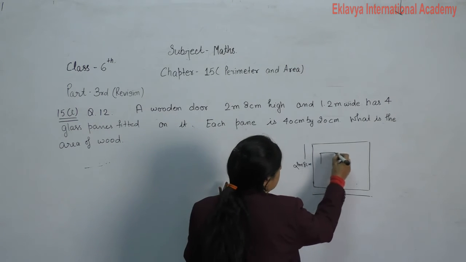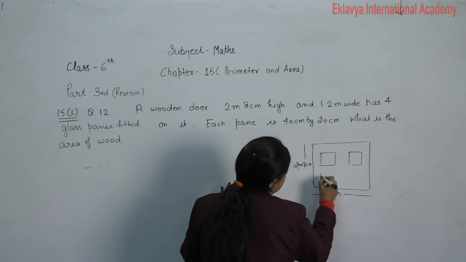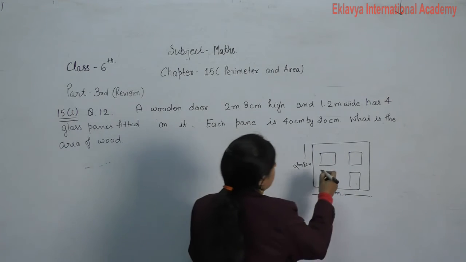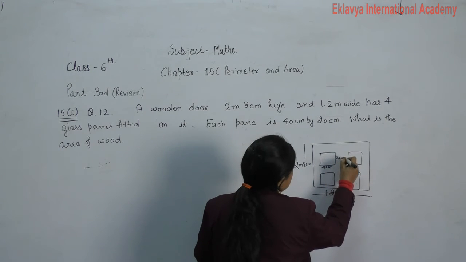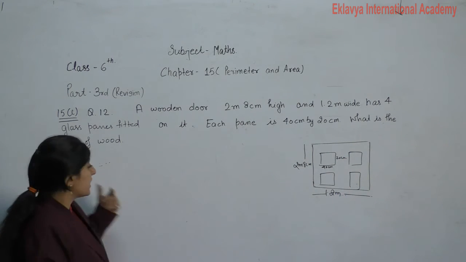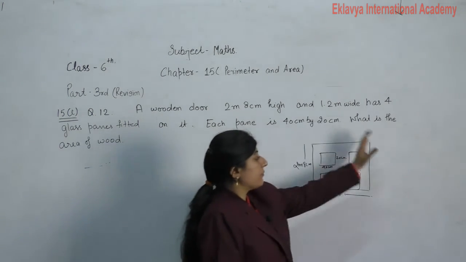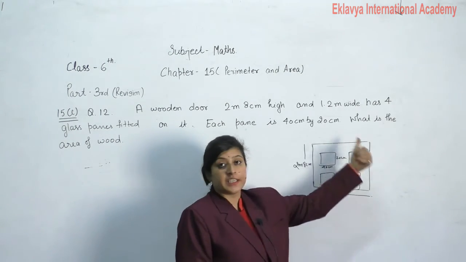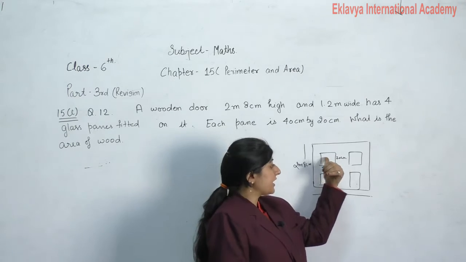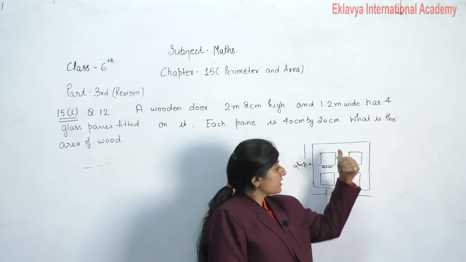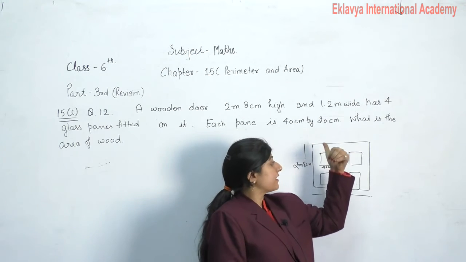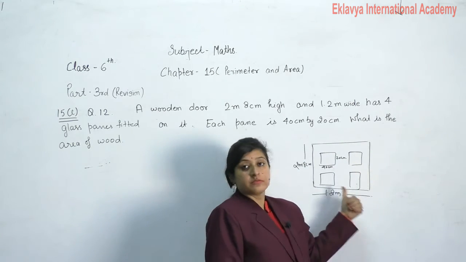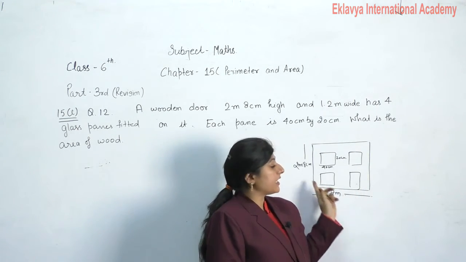4 glass panes, and each is 40 centimeter by 20 centimeter. Then how to find out the area of wood? See here, in this wooden door, if we firstly find out the area of this wooden door, then the area of each pane, then if you subtract the area of these 4 panes from the area of the wooden door, then you can find out the area of wood.